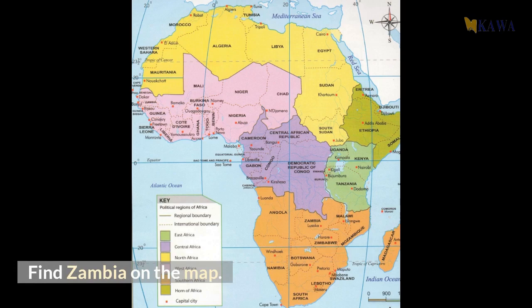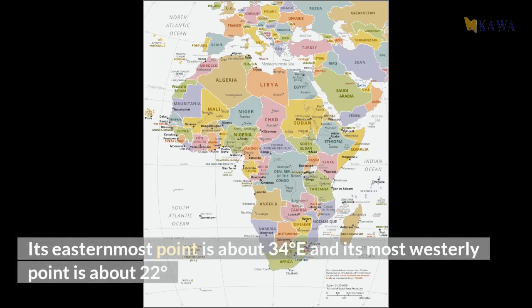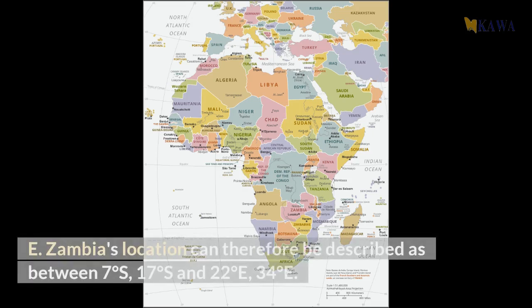Zambia. Find Zambia on the map. Its most northerly point is about 7 degrees south and its most southerly point is about 11 degrees south. Its easternmost point is about 34 degrees east and its most westerly point is about 22 degrees. Zambia's location can therefore be described as between 7 degrees south, 17 degrees south and 22 degrees east, 34 degrees east.